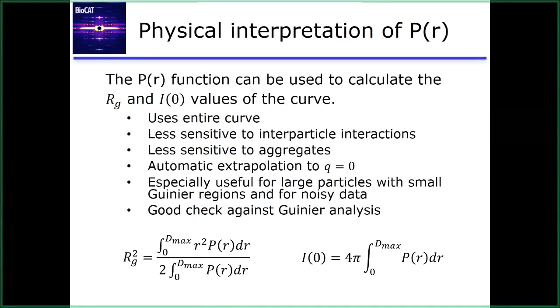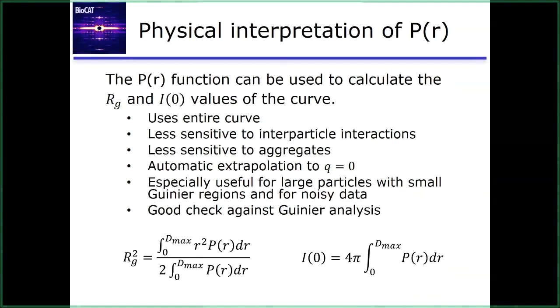In addition to being the first look at real space shape information for your system, this is the first thing we've learned about our system in real space that isn't a size. The P of R function also has other utility. It can be used to calculate the radius of gyration and I of 0 using the entire scattering profile. In this case, that makes it less sensitive to interparticle interactions. It's less sensitive to aggregates.